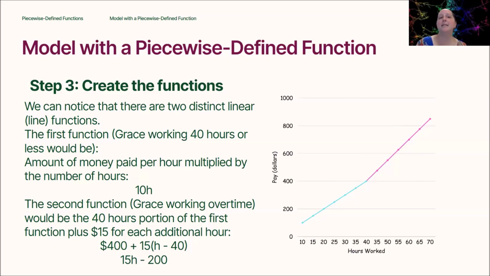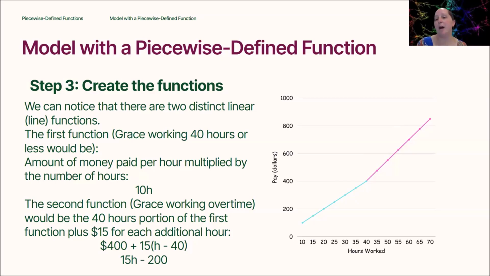The second function, when Grace is working her overtime hours, is her base price, the amount that she would get if she worked just 40 hours, plus the $15 she earns for each additional hour, h minus 40.